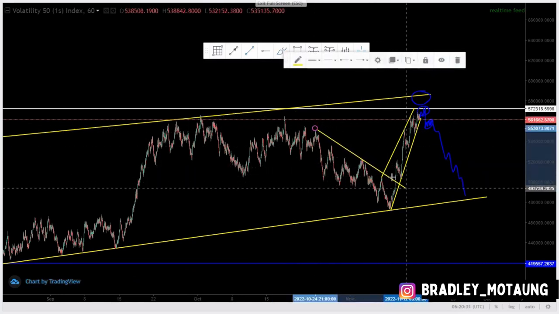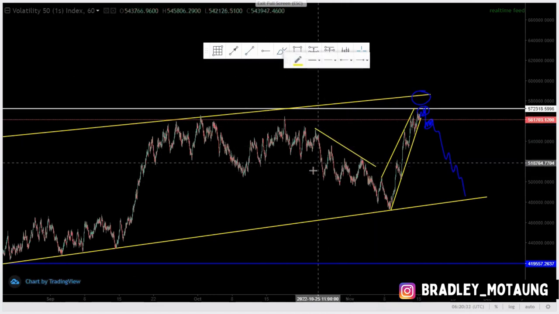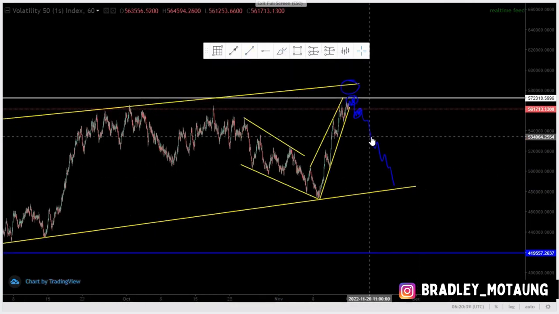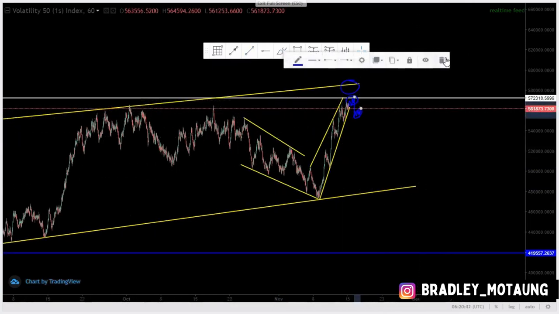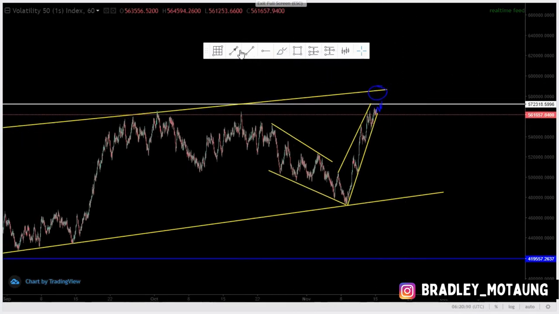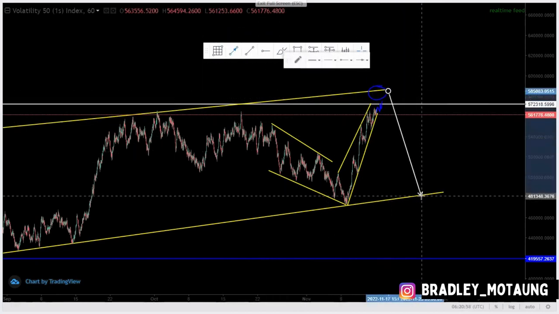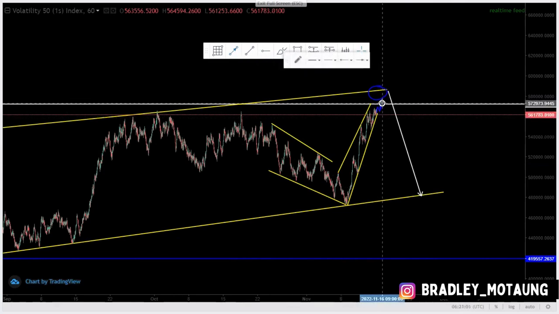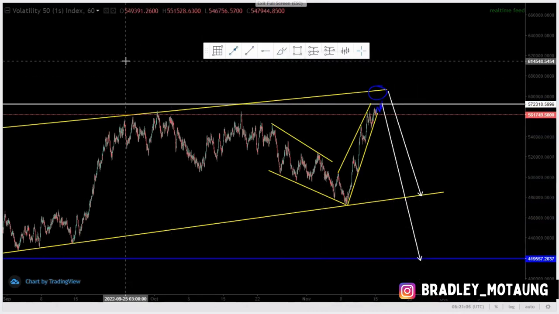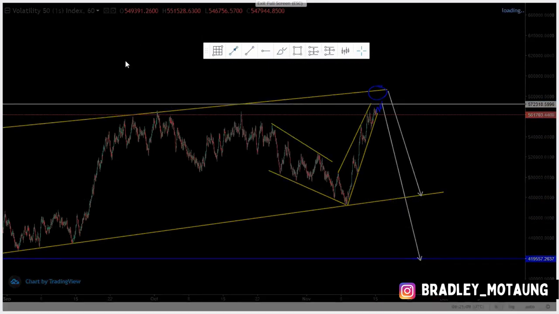I'm not going to draw it out like this. I'm just going to put it like this, and then another one like that. Then let me just remove a few of those. So I can just leave it like this, and then we look for selling opportunities right around this area here, or around here, up until the overall 90% area. Then let's switch back to the 4-hour.